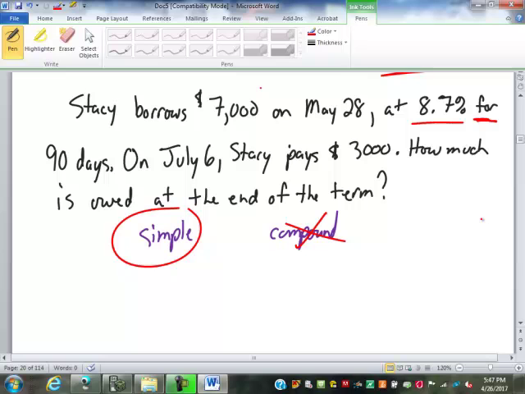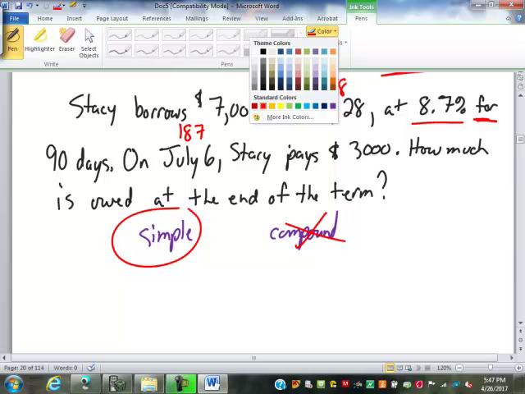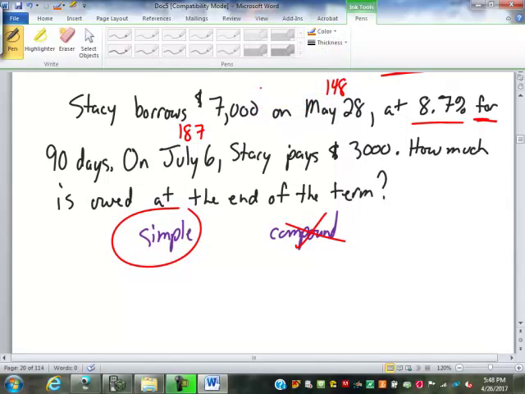But we need to look up some days in our book. 148 for May 28th. How about July 6th? 187. Thank you. So we started out on the beginning, day 0, with that $7,000 loan. On July 6th, we have the payment.